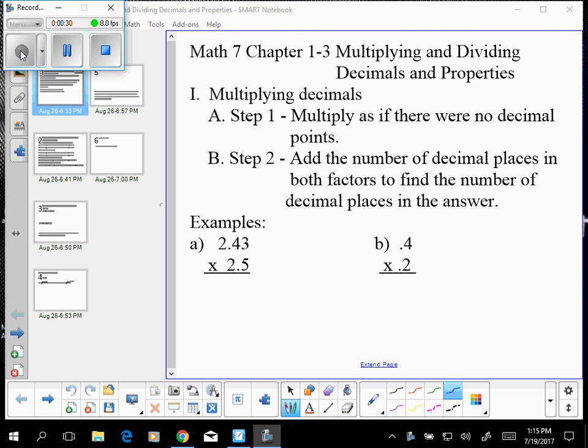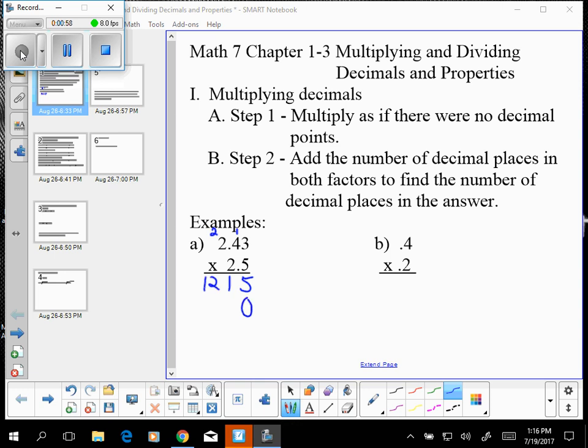And remember that with multiplying, you have to add up the number of decimal places in the factors, and that tells you how many decimal places you need in the answer. So if we look at example A, 5 times 3 is 15. We regroup that 1. 5 times 4 is 20 plus 1 is 21. We'll regroup the 2. 5 times 2 is 10 plus 2 is 12.